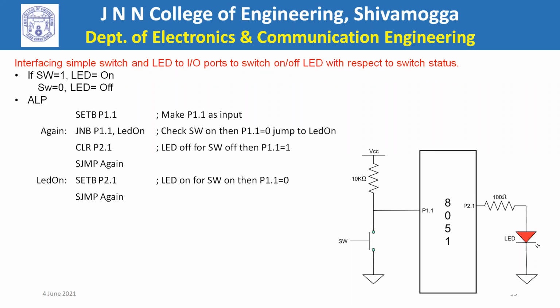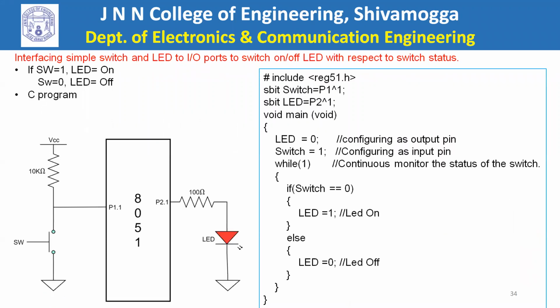Same program you have done. This is how you have to write it as a C program. If the switch is equal to 0, I have told you, when the switch is equal to 0, the LED is equal to 1. Otherwise, the LED is equal to 0. So we will stop here.